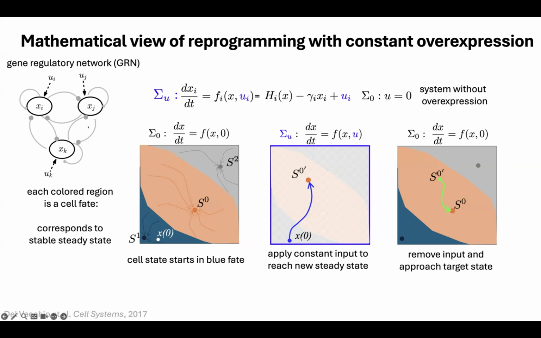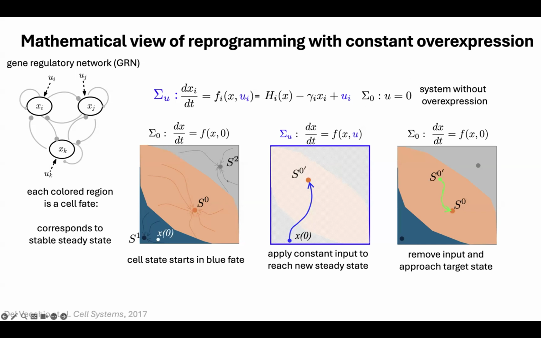For example, this S0 could be your pluripotent target cell state. This could be, for example, the endoderm state. This could be the trophectoderm state. Each basin of attraction is essentially regarded as the set of states that lead to that final fate.